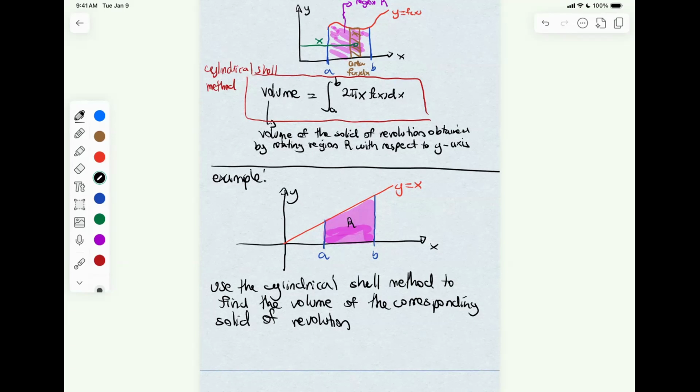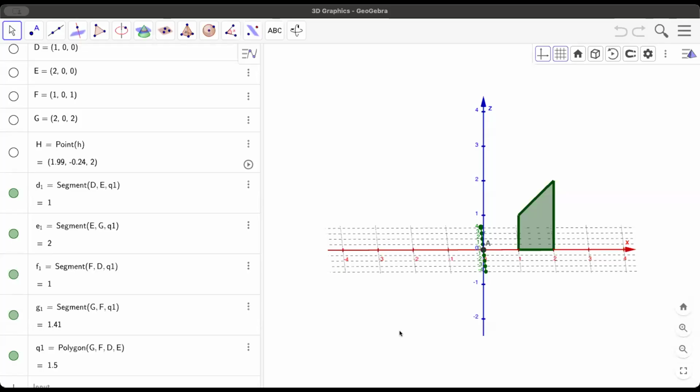So let me see if I can show you that. Here you are. Okay, so that is the region that I want to start rotating. It's kind of like going piece by piece. So let me start with the top.